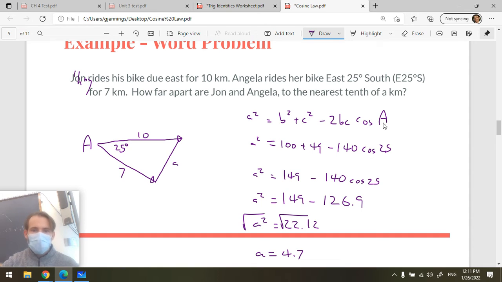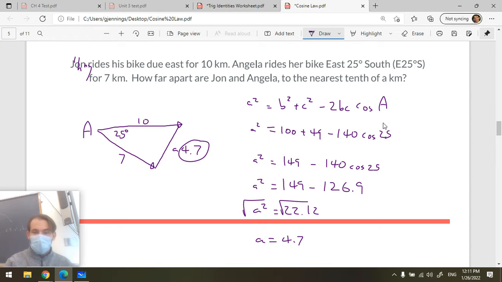So John and Angela are 4.7 kilometers apart after John rides 10 kilometers that way and Angela rides at a 25 degree angle to him 7 kilometers. There's now 4.7 kilometers between them. Okay, good. Now, we can also use cosine law to solve for unknown angles.